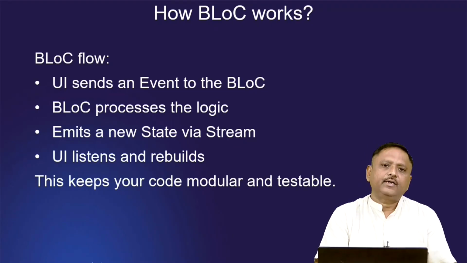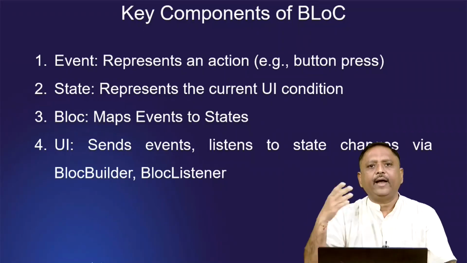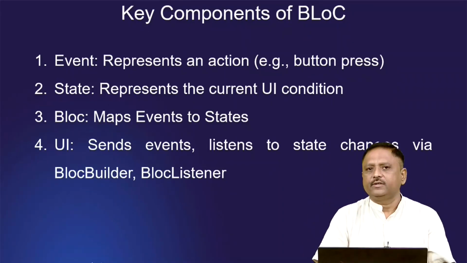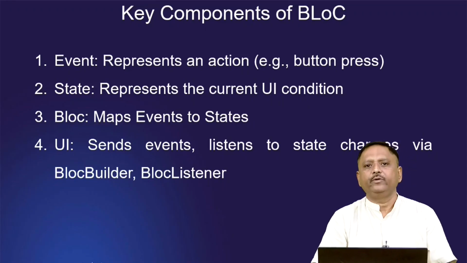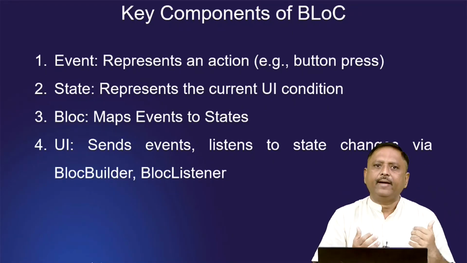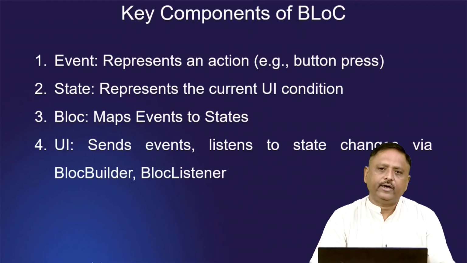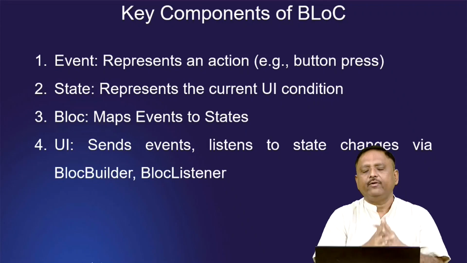Now, let us try to understand key components of BLOC. On screen you can see key components. The BLOC pattern is built on 4 core components. Event, which represents something that happens like a tap or API request. State, which represents the current state of the user interface like loading, success or error. The third component is BLOC. This is the brain. It receives events and maps them to a new state. Then fourth is the user interface. This is your widget tree that reacts to state changes using widgets like BlocBuilder and BlocListener. These components work together to create a smooth reactive flow in your app.